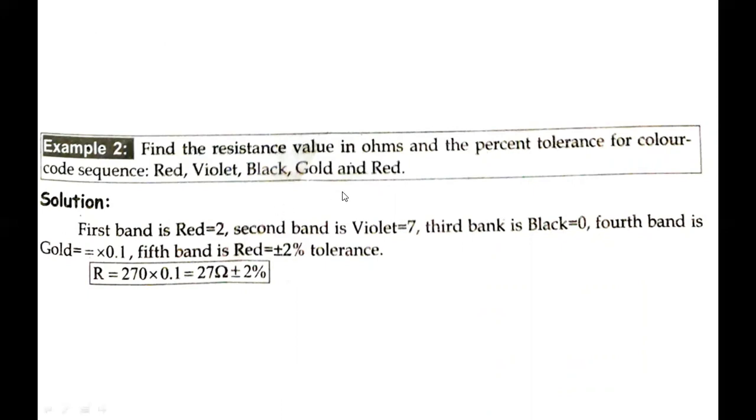Red, violet, black, gold, and red. So red for the significant digit is 2, violet 7, black is 0. So 270. For gold, the multiplier is 0.1. Plus or minus for red is 2%. Yes, 2% tolerance.